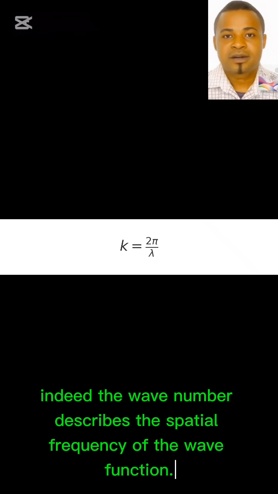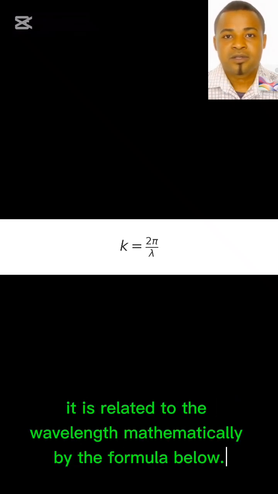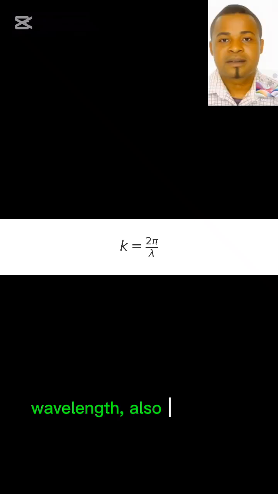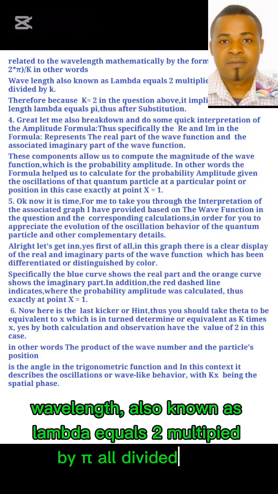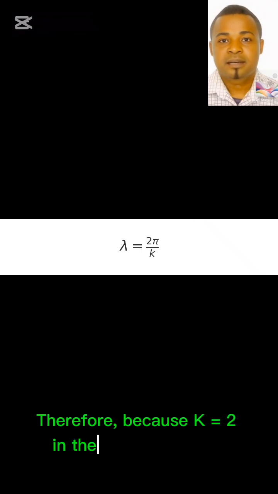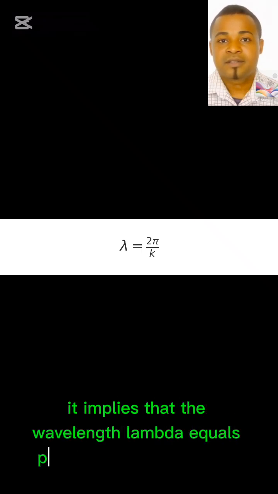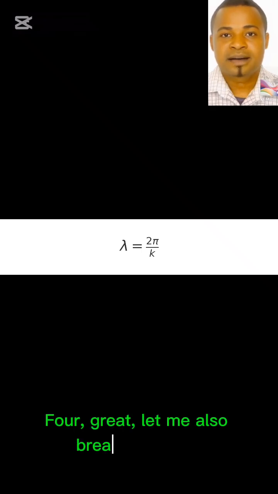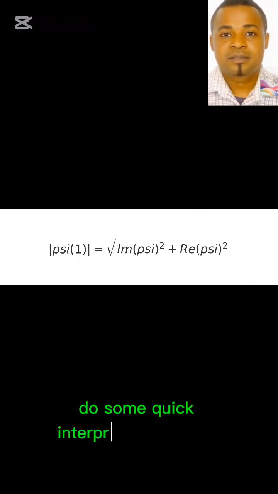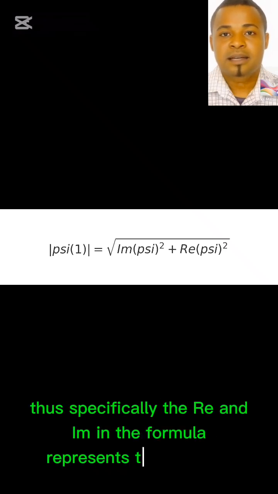3. Alright, now let me throw a little bit of light on the parameter k, which is also referred to as the wave number. Indeed, the wave number describes the spatial frequency of the wave function. It is related to the wavelength mathematically by the formula below. Wavelength, also known as lambda, equals 2 multiplied by pi all divided by k. Therefore, because k equals 2 in the question above, it implies that the wavelength lambda equals pi, thus after substitution.